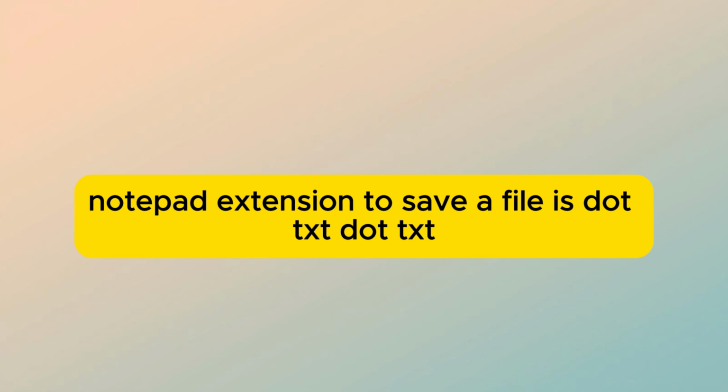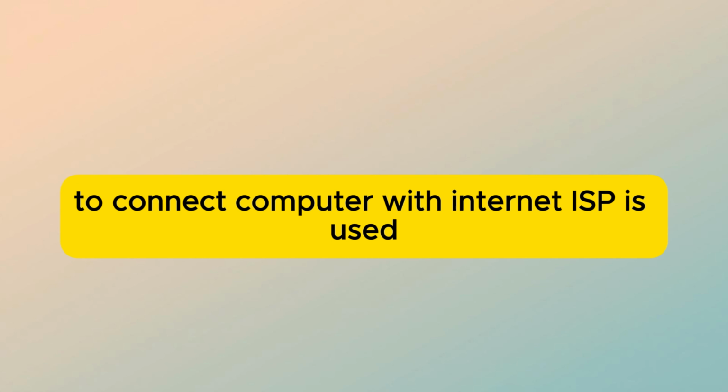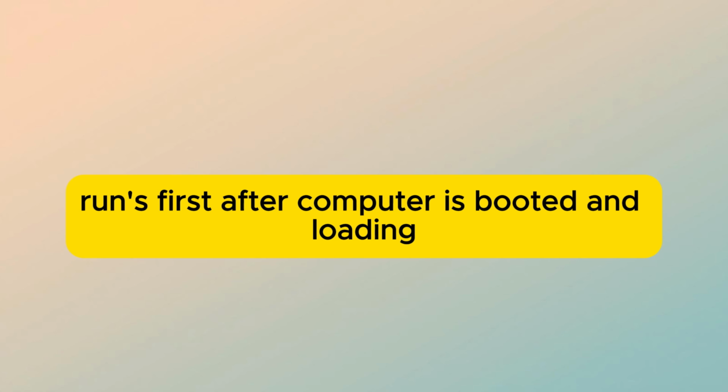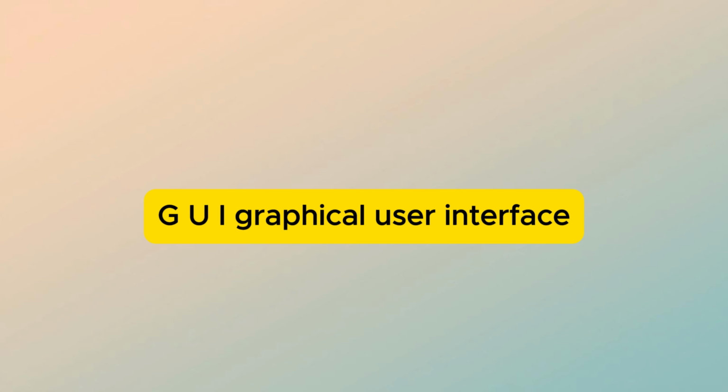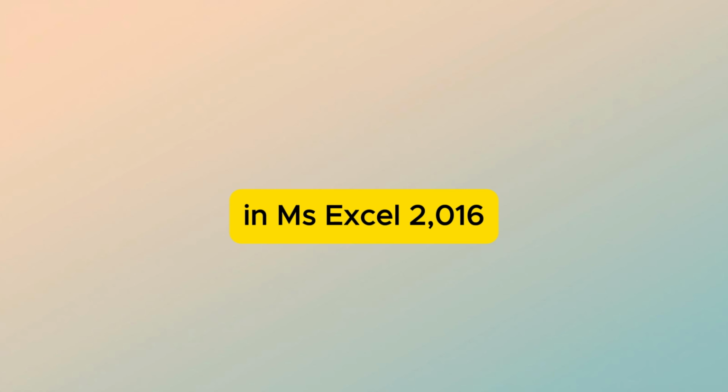.txt. To connect a computer with the internet, an ISP is used. Desktop manager runs first after the computer is booted, loading the GUI, graphical user interface. In MS Excel 2016, go to cell A1 by pressing Ctrl plus Home key.